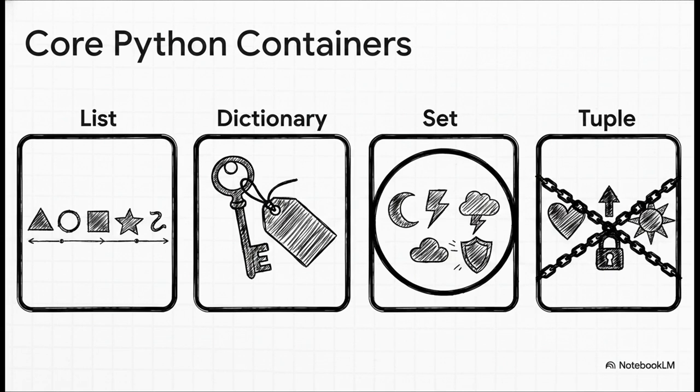Sets are perfect when you need a collection where every single item must be absolutely unique, no duplicates allowed. And finally, tuples. They're a lot like lists, but they are totally fixed. Once you create a tuple, its sequence is locked in place permanently.